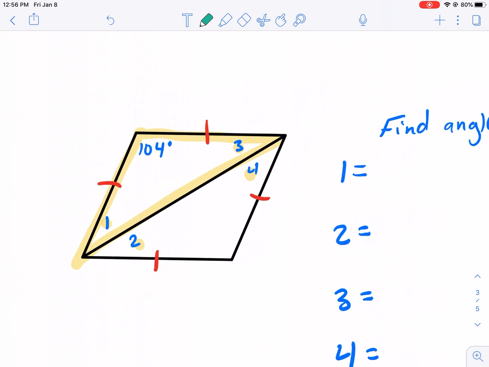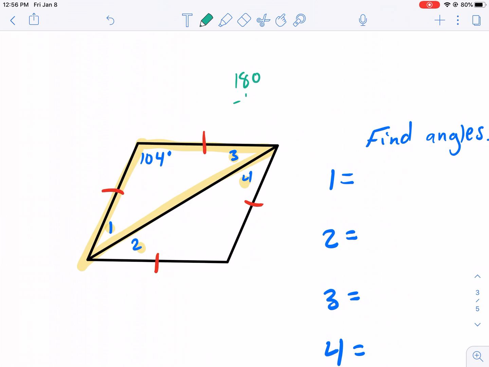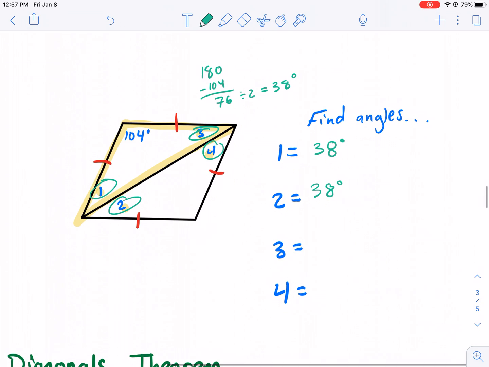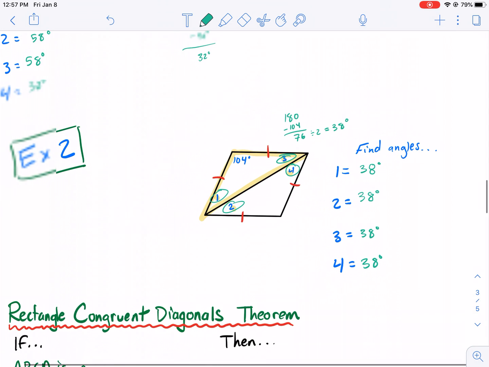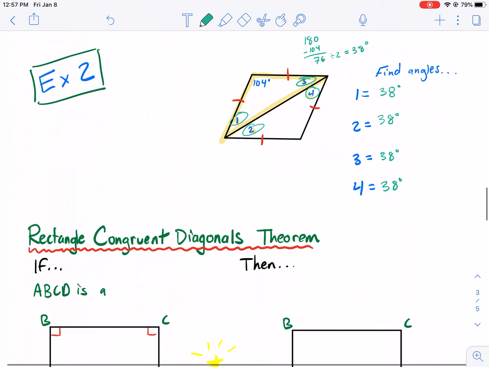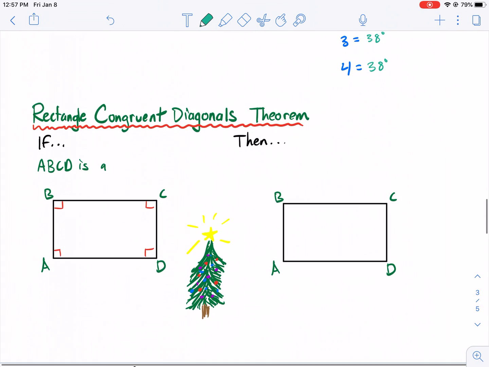So what we need to do is we need to say, okay, 180 minus 104 will tell us the sum of those 2 angles, 1 and 3. So that's 76. Then we have to divide this by 2 because both those angles are equal, so we know that's going to be 38 degrees for 1 and 2. If that's 38, okay, then we also know that 2 and 4 are also 38 because those angles are also bisected, so we're done with example 2. It's that fast. Let's move on to the rectangle congruent diagonal theorem.